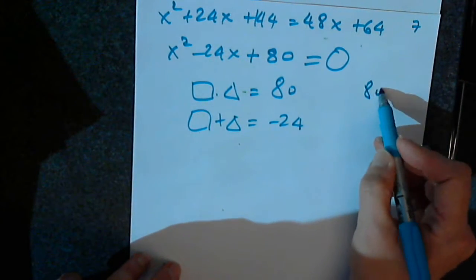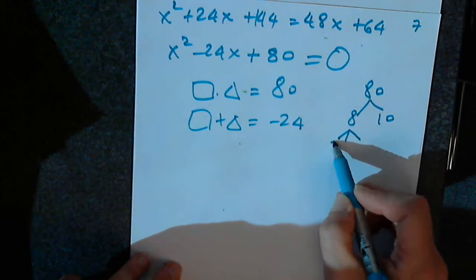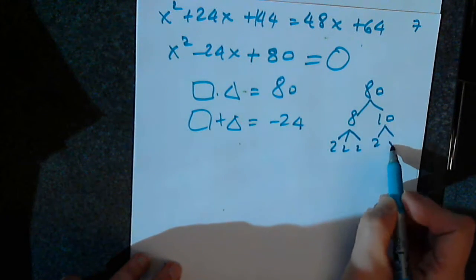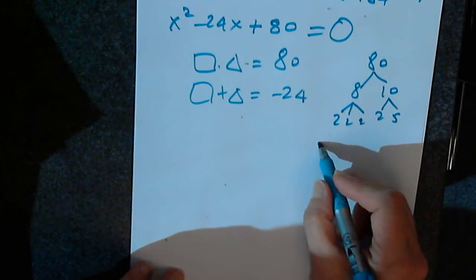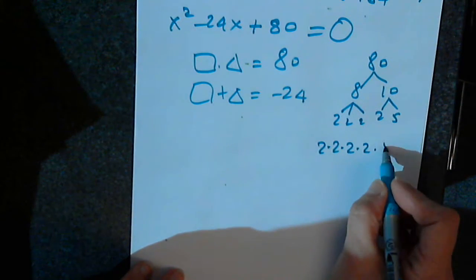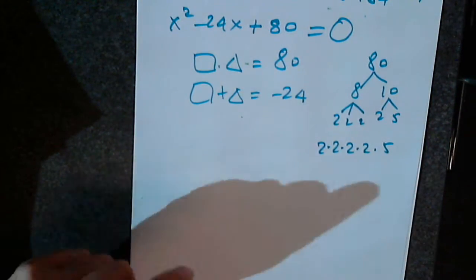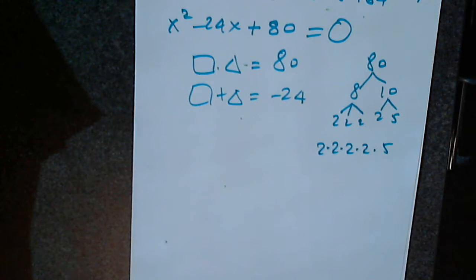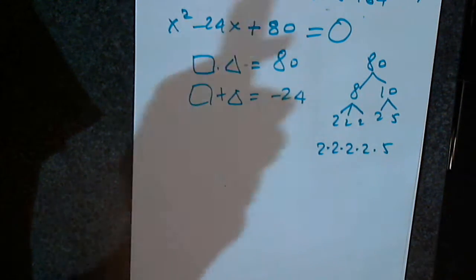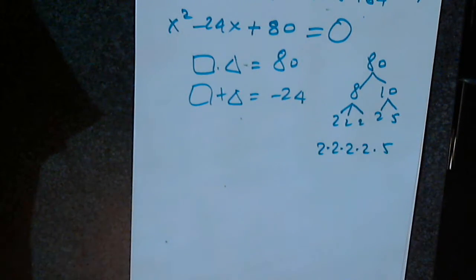I look at 80, still a big number. I have 8 and 10. So this is 2, 2, 2, and this is 2 and 5. I'm going back to the prime factorization of 80. So 2 times 2 times 2 times 2 and times 5. One more time. Since the product is positive, what type of numbers do we expect to get? Yes, either 2 positive or 2 negatives, but since the sum is negative, then 2 negatives.